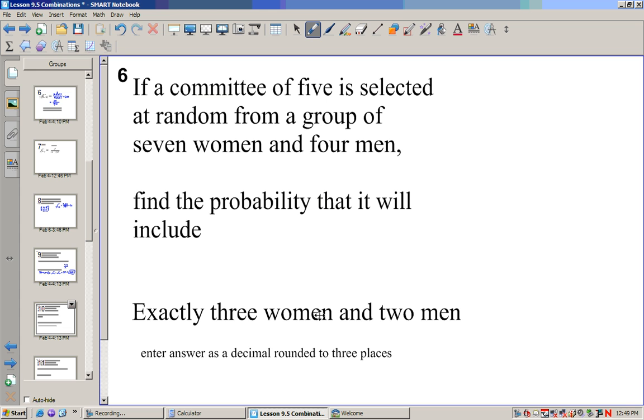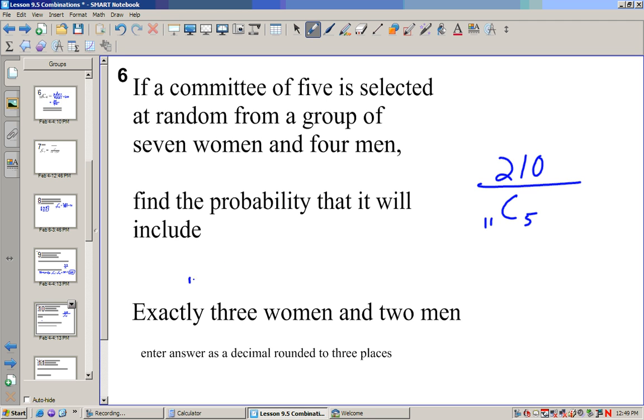So what would be the probability that you get 3 women and 2 men if we randomly select a group of 5 out of 7 women and 4 men? Well, we have 210 divided by all the possible ways we can form a group. There's 11 people, and we need to choose 5.